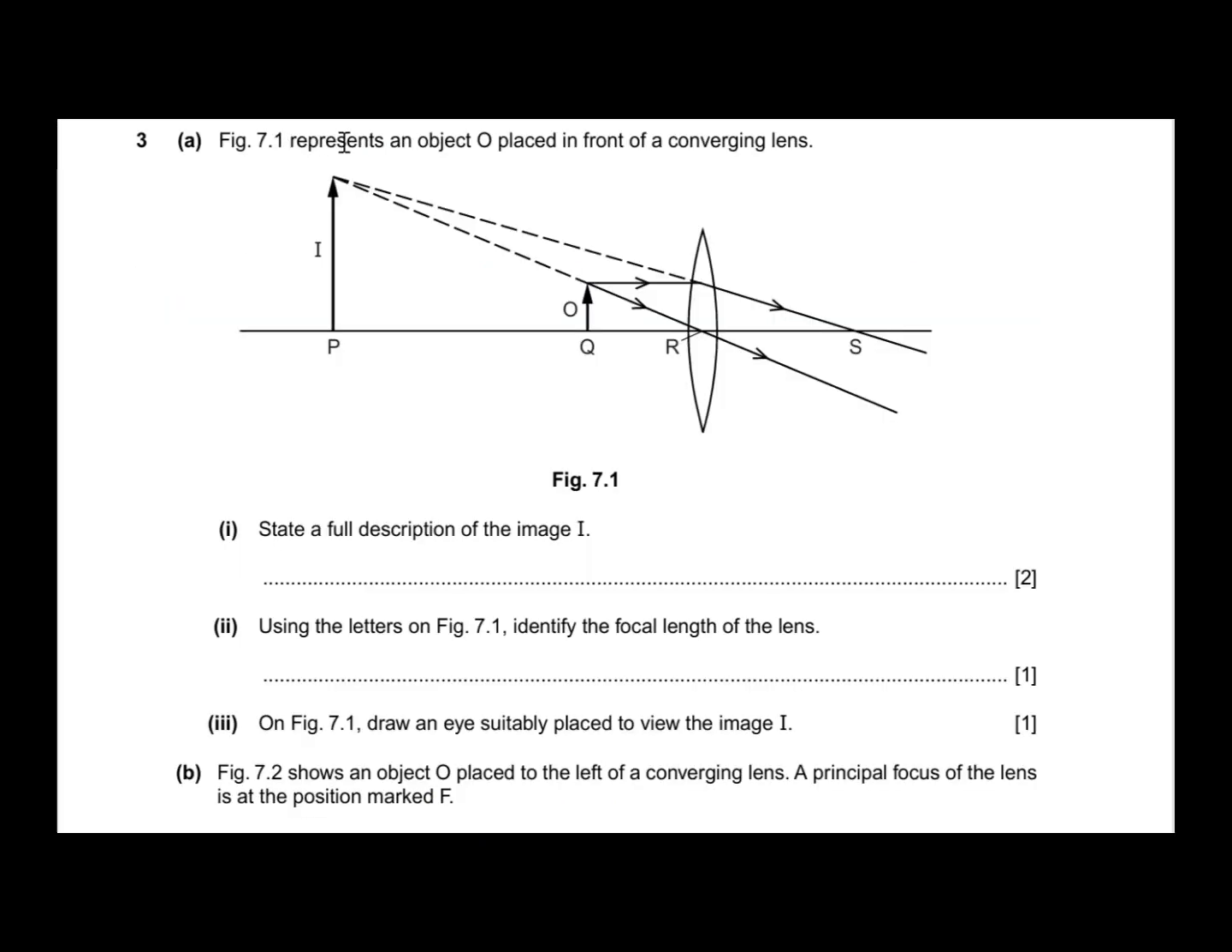Question number 3 is saying figure 7.1 represents an object placed in front of a converging lens. Part 1 is saying state a full description of image I. So the I arrow is the image and the O arrow is the object. You can see that the image is magnified or larger than the object. The other thing is that the image is made not from the actual meeting of the rays, but they are extended to meet, so it's a virtual image. And the third thing is that the object is upright, the image is upright, so the image is erect or upright.